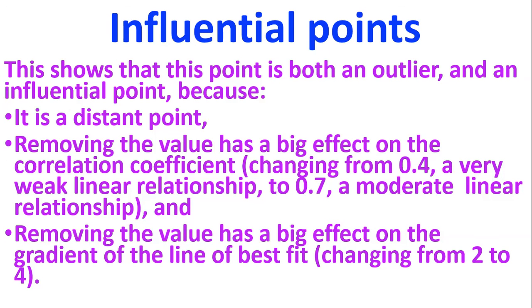If I also look at the gradient, our gradient was 2 originally with the outlier included, and when I removed the outlier, the gradient changed to 4. So that's changing our gradient quite substantially. It's changing it from an increase in the y-axis of 2 for every 1 unit change in x, up to an increase of 4. So it's doubling the gradient. The gradient has doubled.